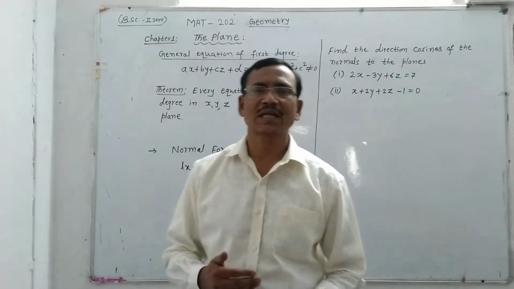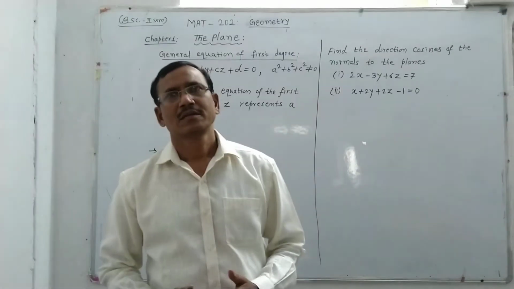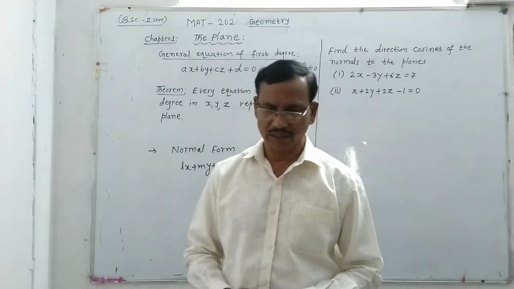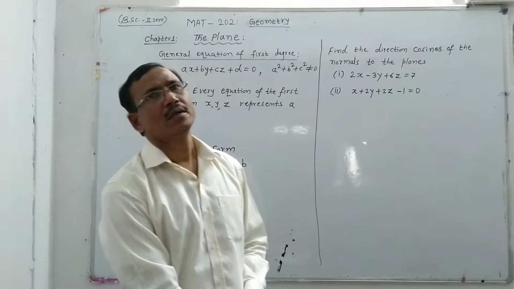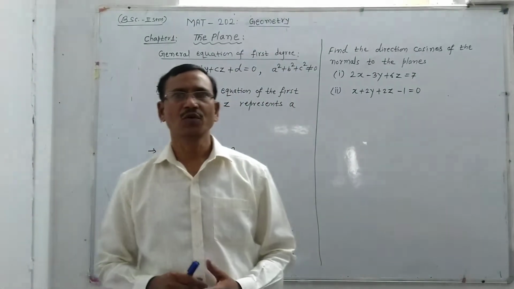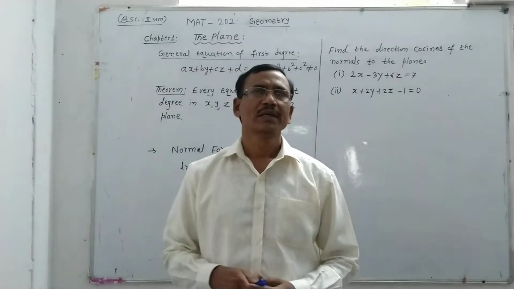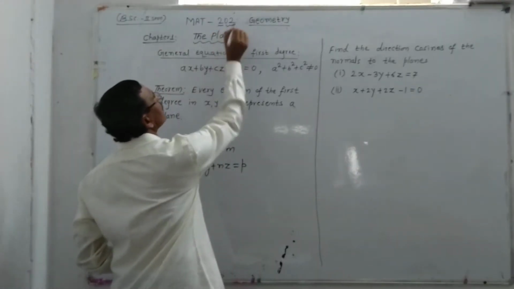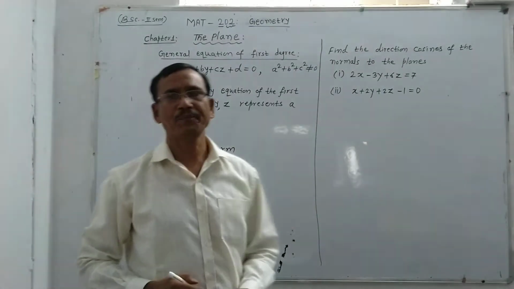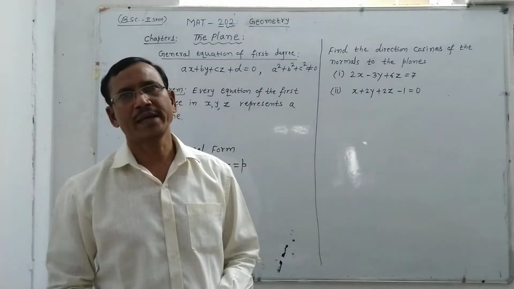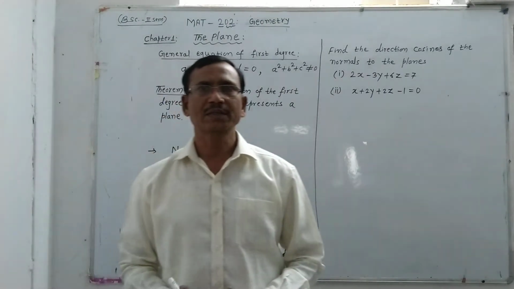Today we shall start the second paper of the second semester. The code of the paper is MAP 202. The first 2 indicates the second semester, and the last 2 indicates the second paper. That means second paper of second semester. And the name of the paper is Geometry.